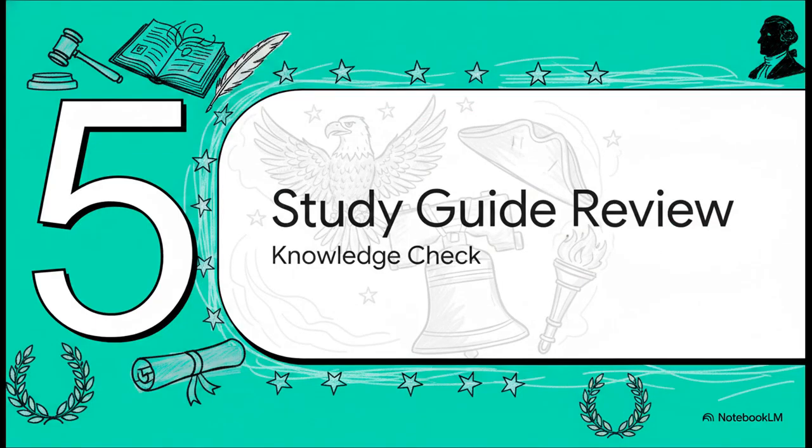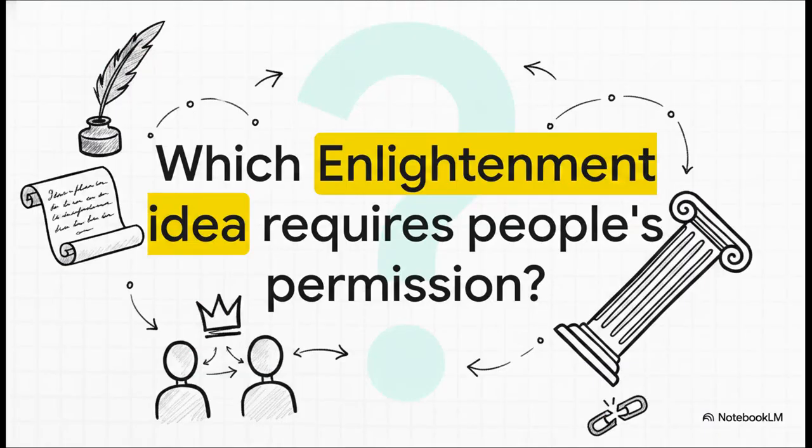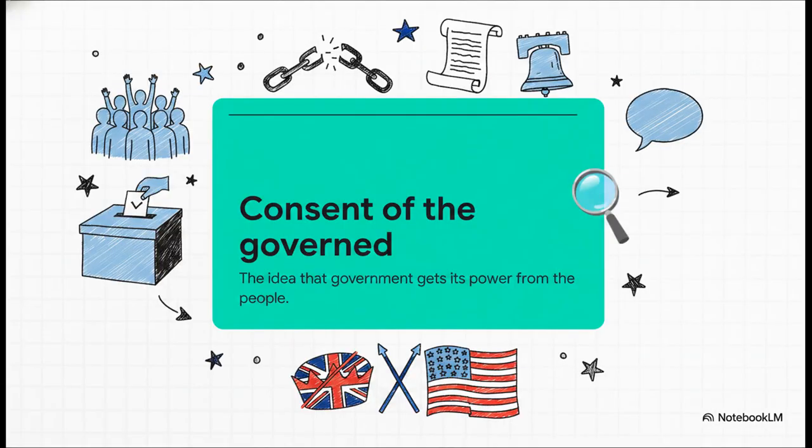All right, let's bring it all home with Section 5, Study Guide Review, Knowledge Check. Let's lock in this historical vocabulary with a quick rapid-fire review. Question 1. What core Enlightenment idea argues that a government only gets its power from the permission of the people? Think back to the exact philosophical justifications Thomas Jefferson used against the British king. Exactly, it's the consent of the governed. This is the foundational social contract we talked about, and it's a direct rejection of taxation without representation.